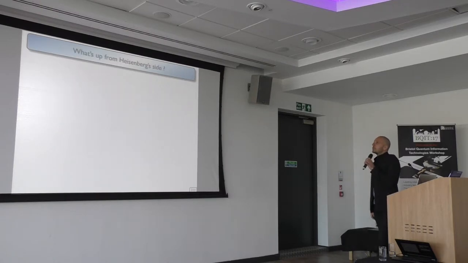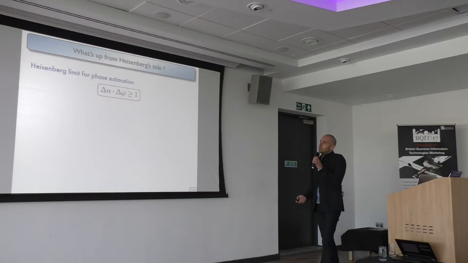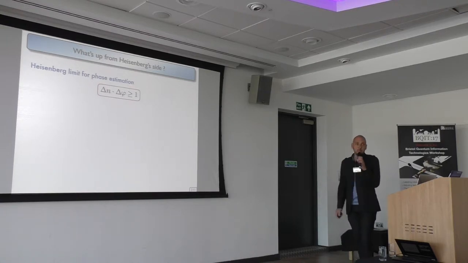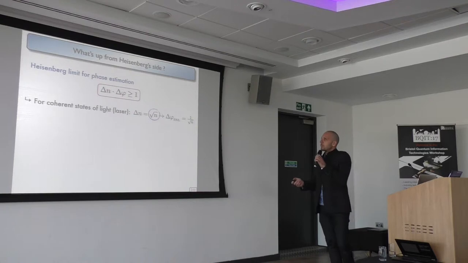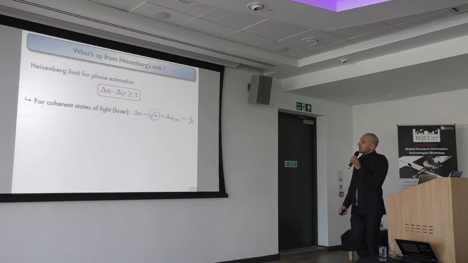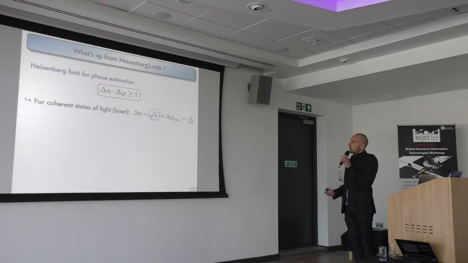Okay, so what's up from the Heisenberg side? We all know that the Heisenberg limit for phase estimation is given by this inequality, where you have the uncertainties on the photon number and the phase, and the product has to be greater or equal to one. So if you exploit coherent states of light, such as the ones that you can have from standard lasers, the delta n is only given by the square root of n, such that you have an uncertainty on the phase estimation which is equal to one over square root of n.